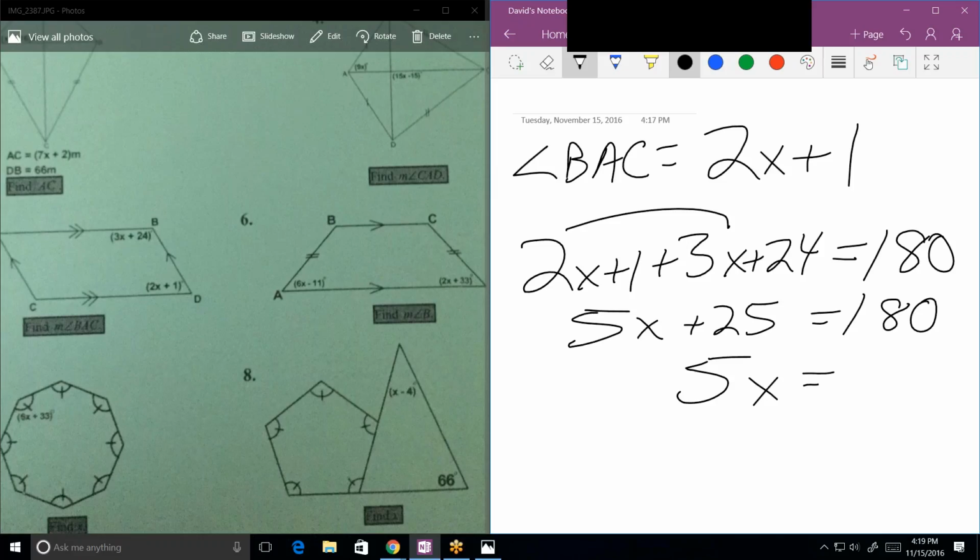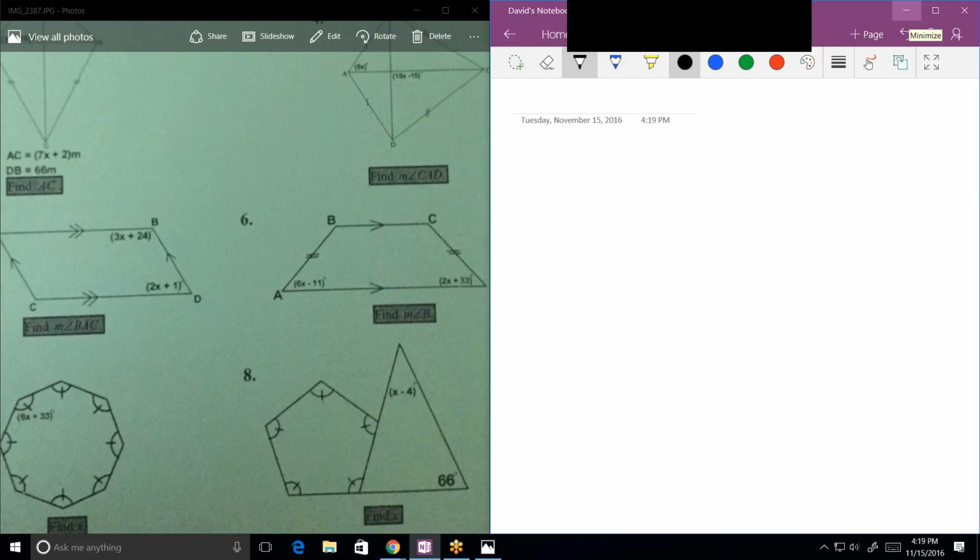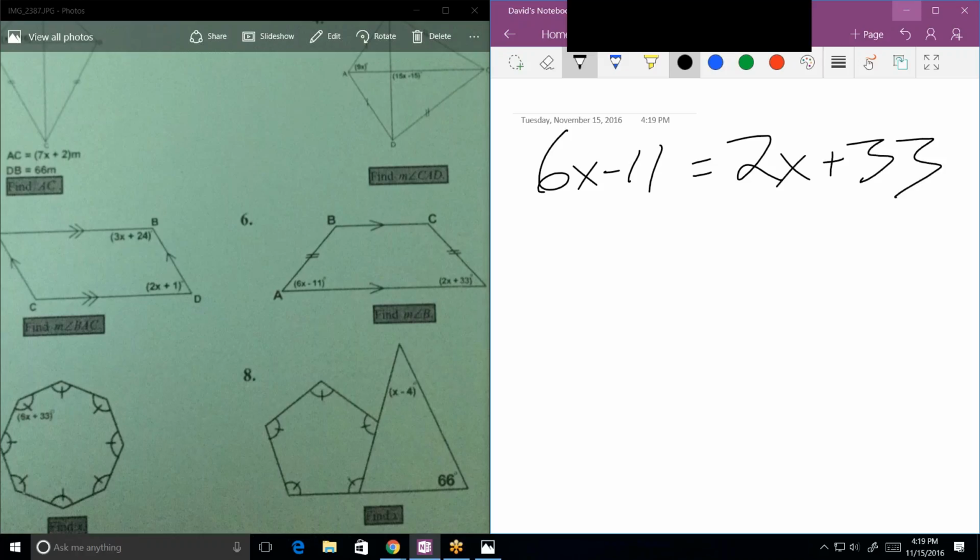Okay. That's angle BAC. And so we know that trapezoid ABCD is an isosceles trapezoid, meaning that those angles are congruent. So give me an equation I can write. 6x minus 11 equals 2x plus 33. Add 11 to both sides. 6x equals 2x plus 44. Minus 2x. 4x equals 44. X equals 11.